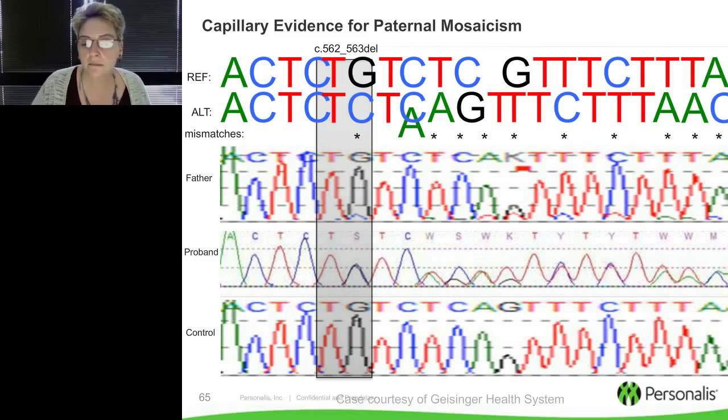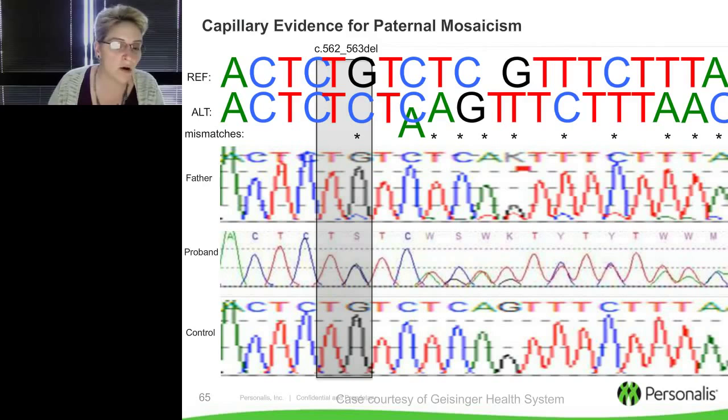Now, I think this underscores the importance of having very deep sequencing and very accurate sequencing for being able to identify these very low frequency events. And it's becoming very interesting in the Mendelian field to really look at the effect of mosaicism and how often mosaicism may actually be playing a part in these disorders.